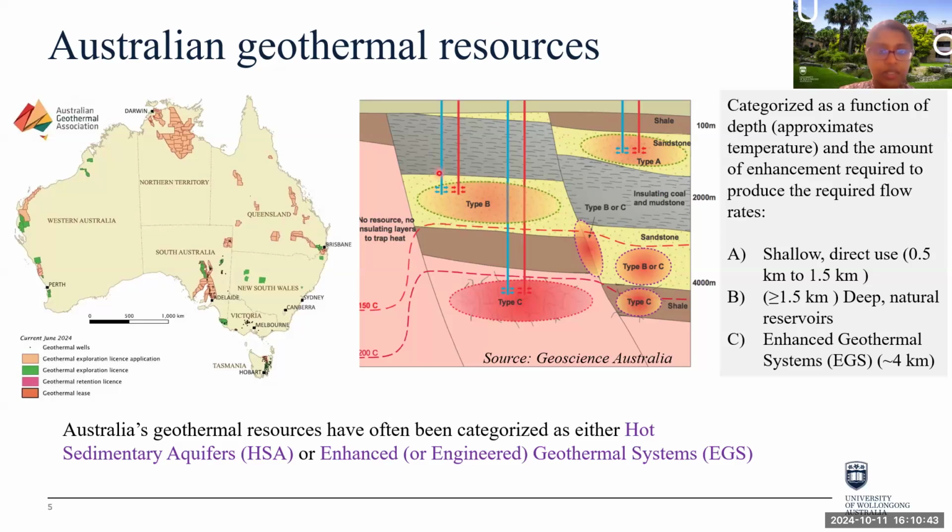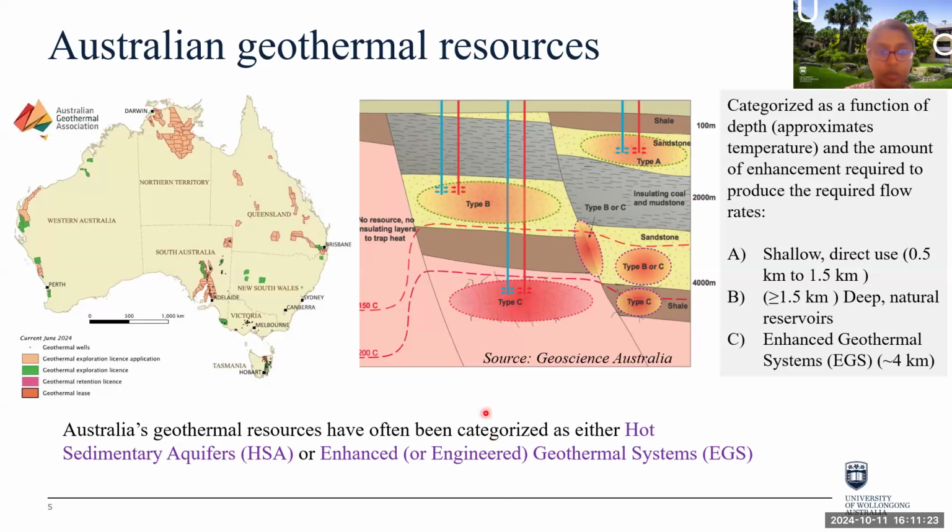Shallow direct use geothermal resources are typically located between 0.5 to 1.5 kilometer depth. These are mostly aquifers with high permeabilities at low to moderate temperatures, useful for direct use applications. Deep natural reservoirs are resources typically greater than 1.5 kilometers depth, and they are generally sedimentary or fractured aquifers with high natural permeabilities. They can be useful for both direct use and electricity generation.